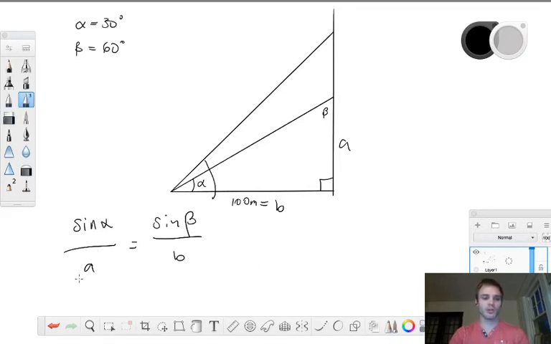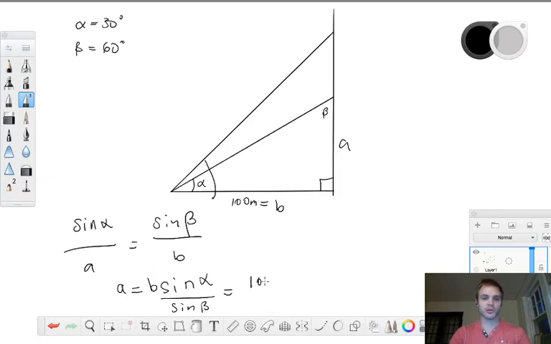I'm going to multiply both sides by A, and then I'm going to multiply by the reciprocal of sine of B over B. And I'll get A is equal to B sine alpha over sine beta. Okay, and then we can just plug everything directly in here.